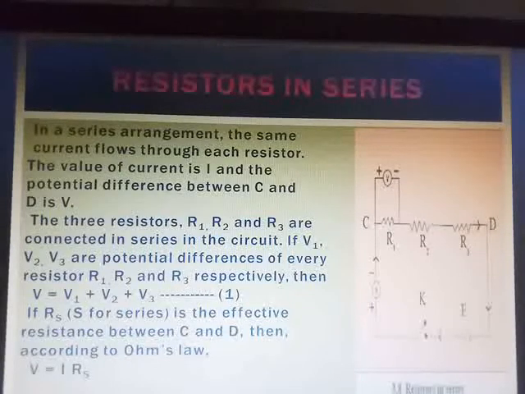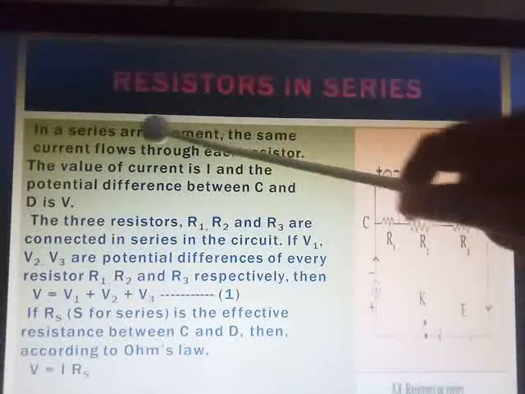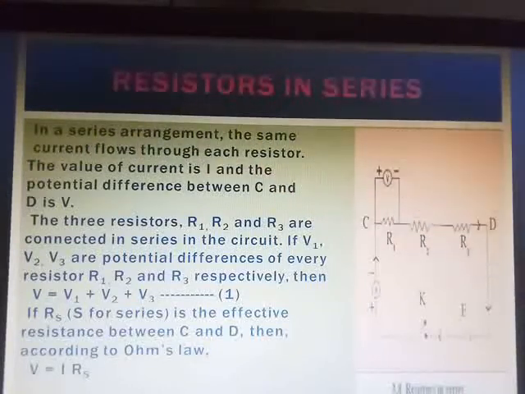What do you mean by series? What happens in a series arrangement? The same current flows through each resistor. In series combination, the current remains the same. The same current flows through each resistor. The value of current is I, and the potential difference between points C and D is V, capital V.